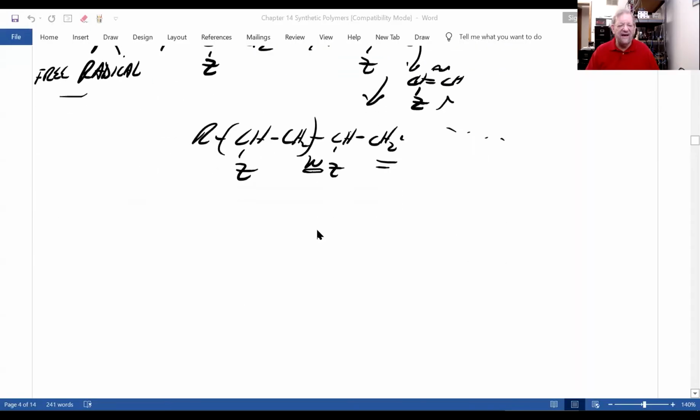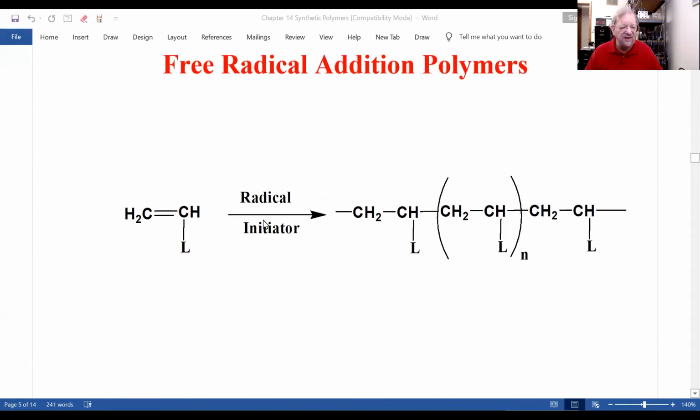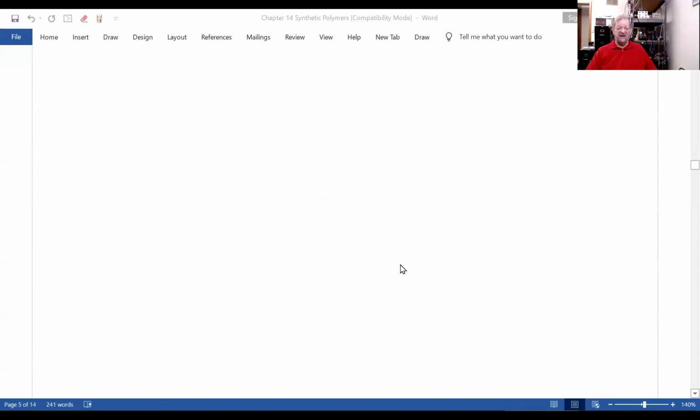All right, and I have a slide for this. Here you have a radical initiator, that's the R dot. And oh, they use L, not Z. I got them mixed up. And you form this polymer, where N is huge, 500,000 or longer, a million, and that's big.